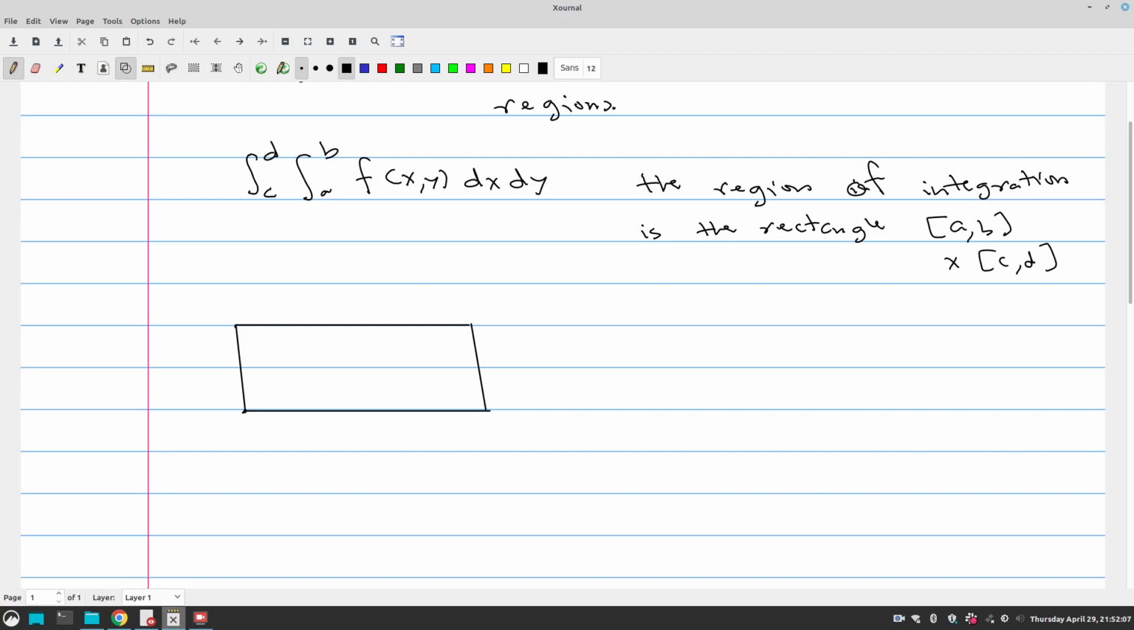So for example, this corner is AC. This corner is BC. This corner is AD. And this corner is BD. So what you're used to seeing is integration over this entire region. But now what we'll do is look at integration over a subset of this region.